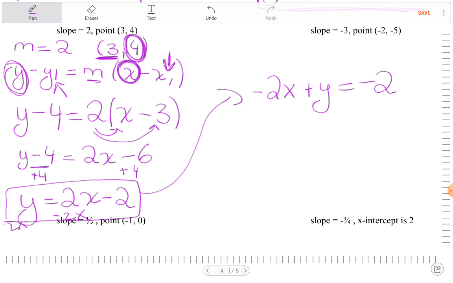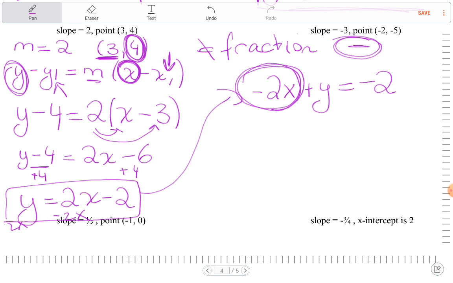There's now one tiny little problem. When you write in standard form, whatever your number is with x is not allowed to be a fraction. So it cannot be a fraction. No way. Luckily, we don't have a fraction, but it also cannot be a negative number. So in this case, I have a negative 2 in front of x, so I need to multiply the whole equation by a negative 1. So my negative 2 becomes positive.